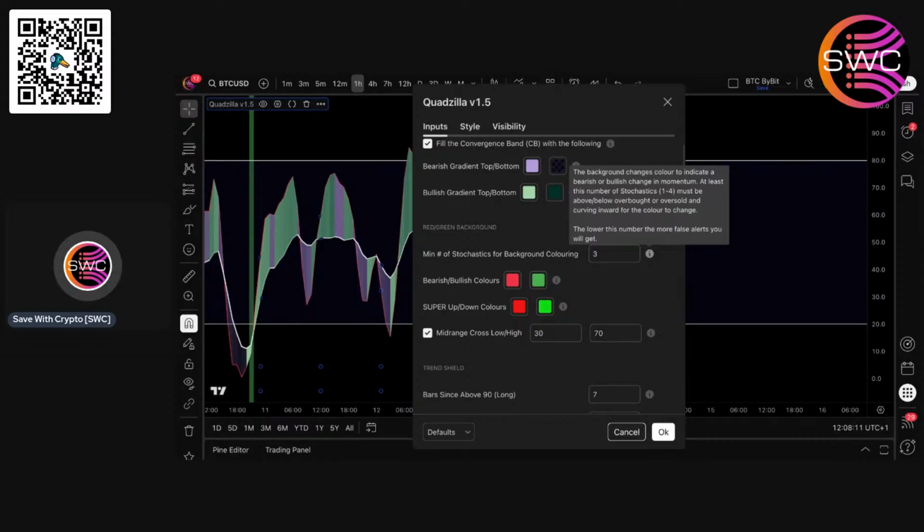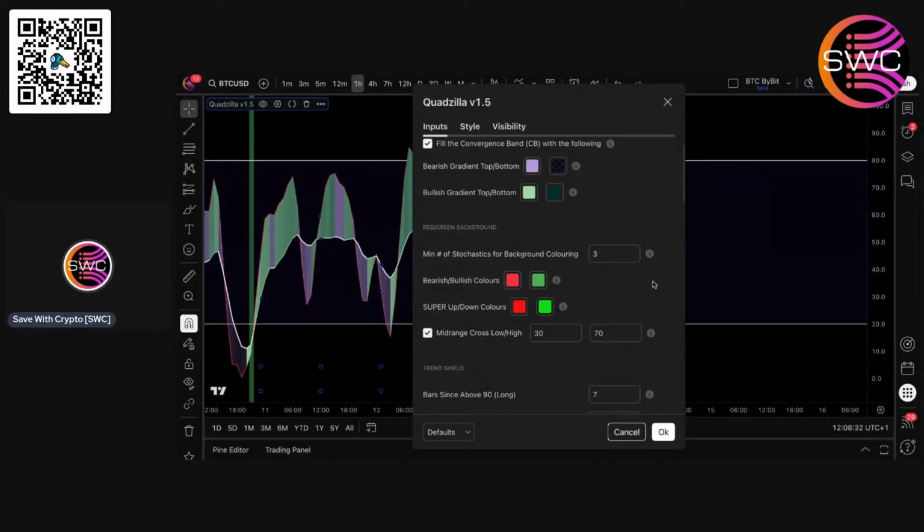So what it says here, the background changes color to indicate a bearish or bullish change in momentum. At least this number of stochastics, 1 to 4, so that's currently set on 3, must be above or below overbought or oversold, and curving inwards for the color to change. Okay, the lower this number, the more false alerts you get. 3 is what it is out of the box.